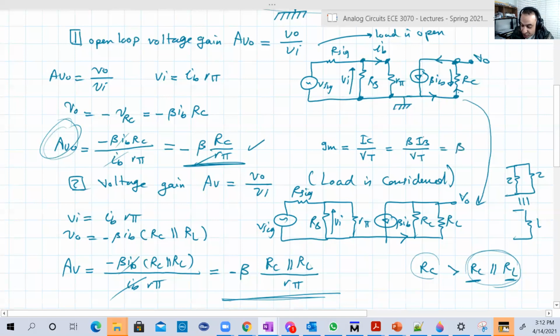Sorry, we can get IB in the numerator, so this will be 1 over VT over IB. And VT over IB is basically R pi. So this is basically beta times 1 over R pi. So they are equivalent, because we said that it was minus GM RC. That term, beta over R pi, is basically GM. So again, it's equal to minus GM RC. There is no difference. Actually, this is a much better way to find AV than the one with derivatives.